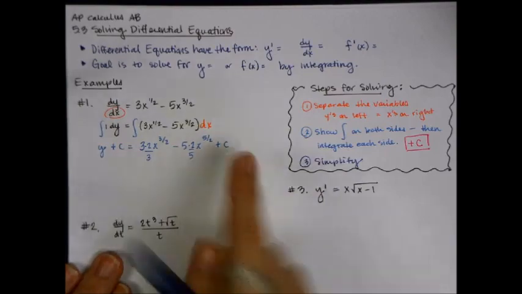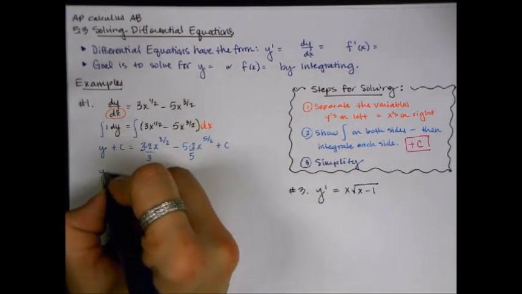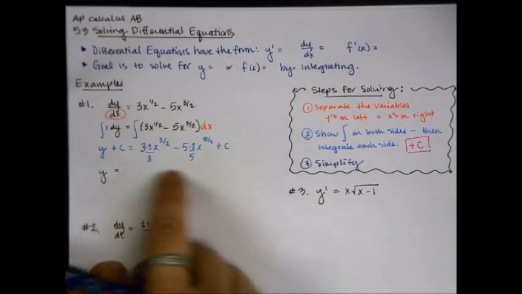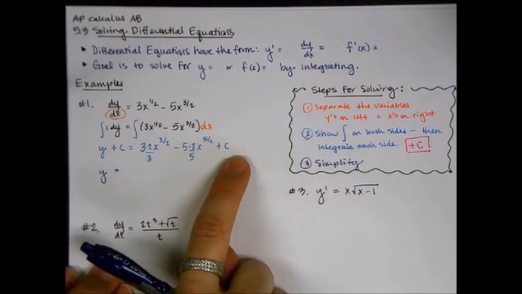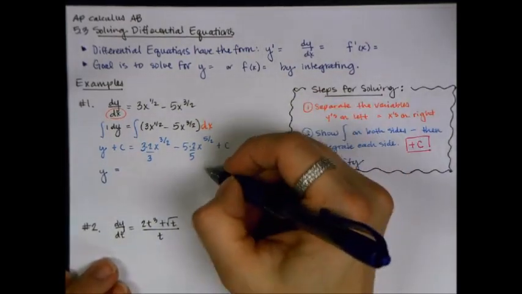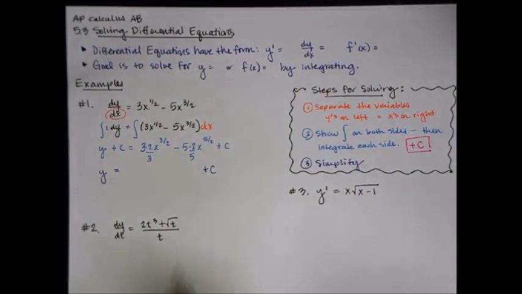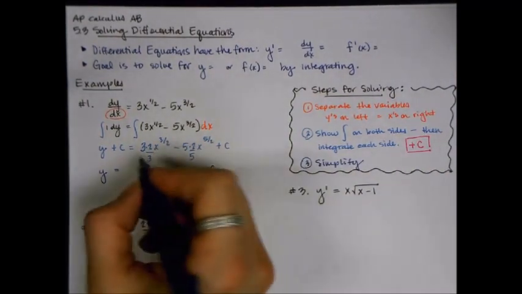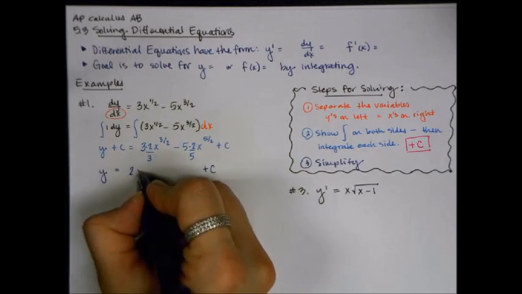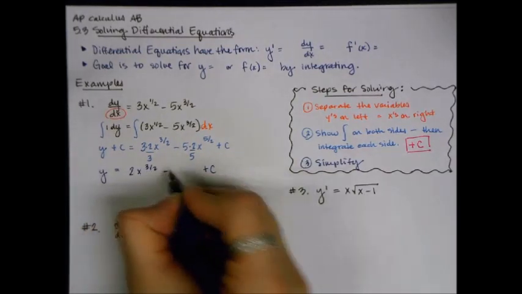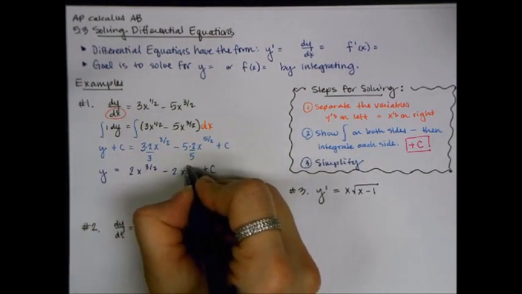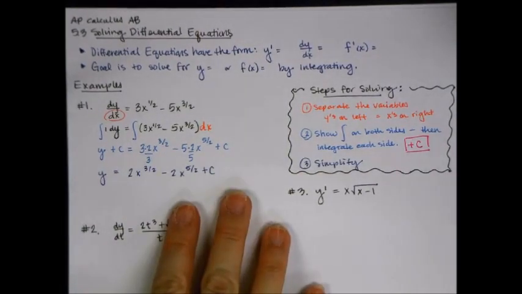In other words, I'm going to subtract this constant over here to the right side, and when I do that, I just end up with another constant, a c3, if you will. We simplify the two terms in front, so this is 2x to the 3/2 minus 2x to the 5/2. We have our plus c, and that's our equation.